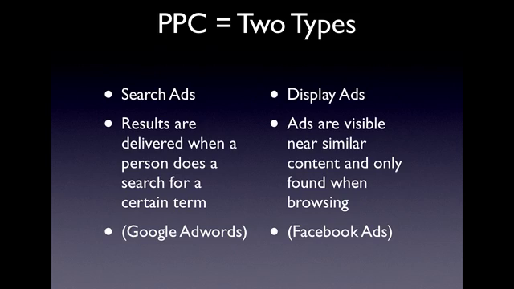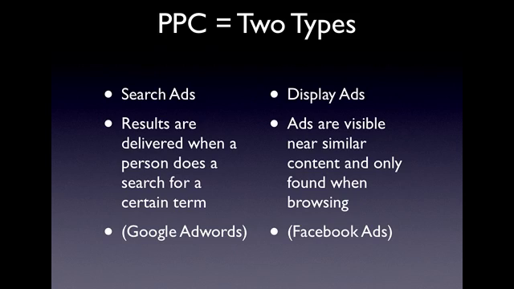Now these are results that are delivered when somebody does a search, and then the ads are shown in comparison to the search term that they use. So the results are delivered to a person who does a search for a certain search term, like dentist. They return certain results, and then you only pay when that ad is clicked. This is a Google AdWords model, or a Google AdWords search model. When you type in something in Google, your ad shows to those people who search for that term.